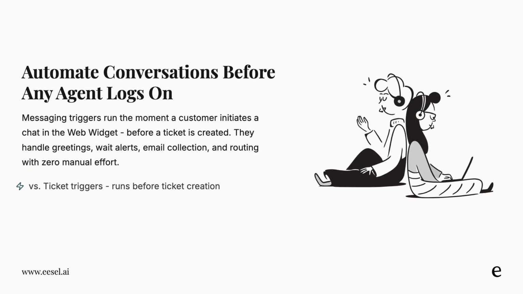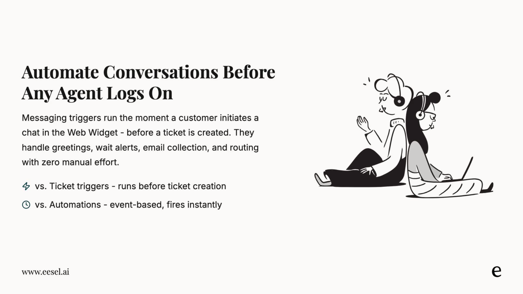Messaging triggers are business rules that fire the moment a customer starts or interacts with a conversation. Unlike ticket triggers, which run after a ticket exists, messaging triggers catch the conversation first. And unlike automations that run on a timer, these fire instantly the second conditions are met.